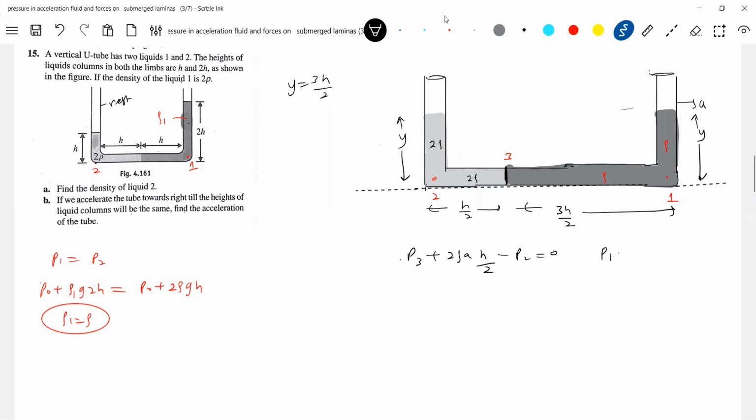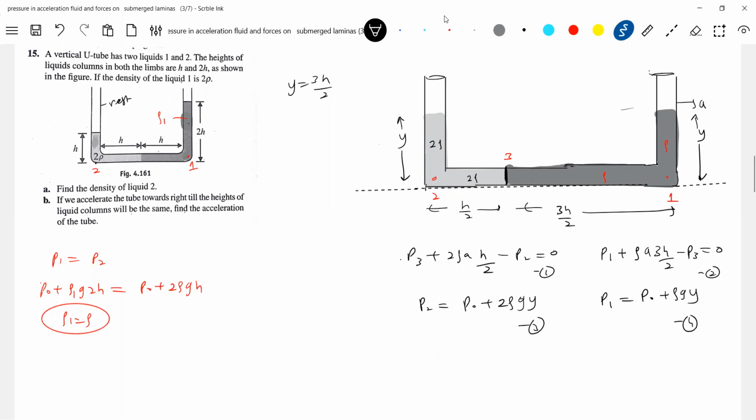Similarly, write the equation P1 plus rho A 3h by 2 minus P3 equal to 0. Along the y-axis, how do you write? P2 should be equal to P0 plus 2 rho g y. P1 equal to P0 plus rho g y. So we know the value of y. Substituting all that, we have to solve for acceleration A. Now what should we do? There are equations 1, 2, 3, and 4.